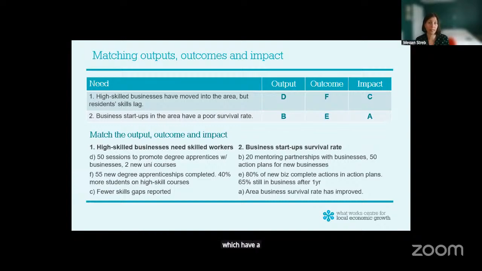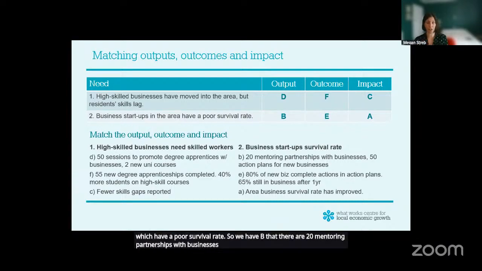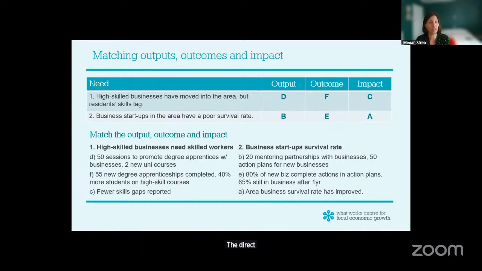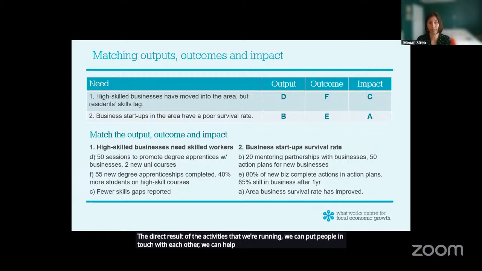Okay, so a similar kind of approach for the second one, business startups in the area which have a poor survival rate. So we have B, that there are 20 mentoring partnerships with businesses and 50 action plans with new businesses. Again, this is the direct result of the activities that we're running. We can put people in touch with each other. We can help deliver action plans.